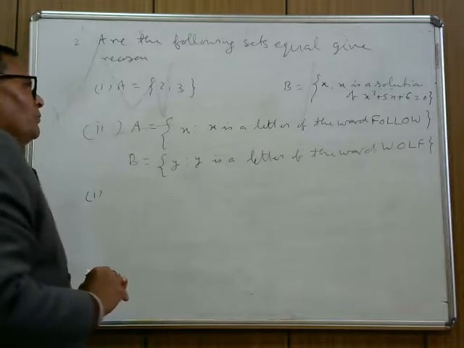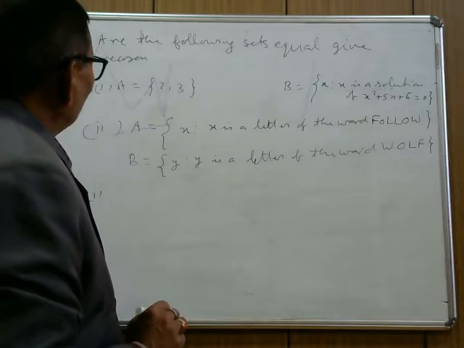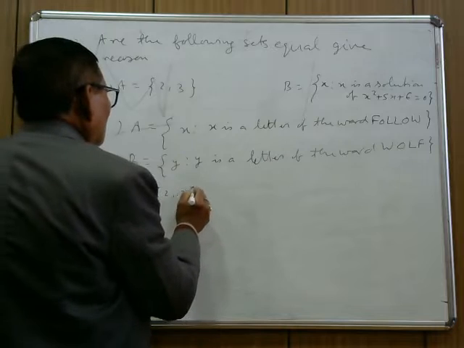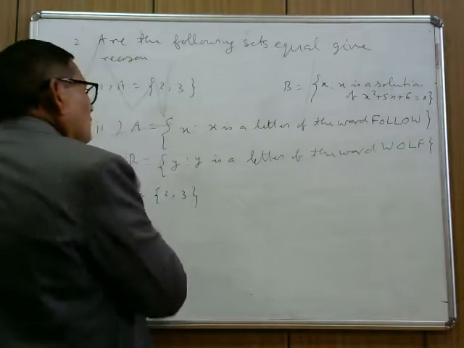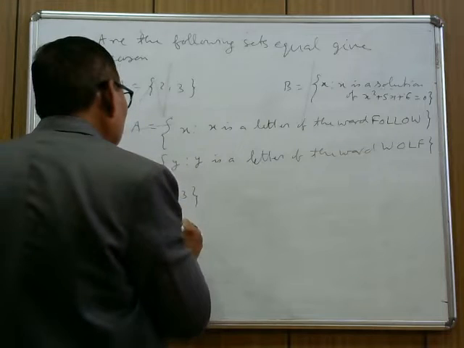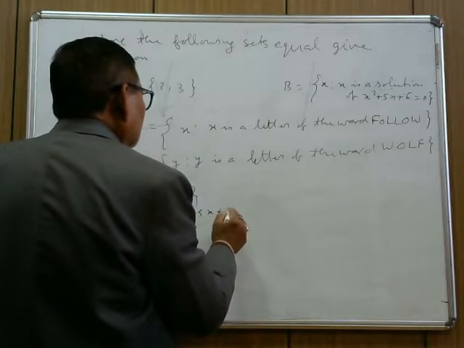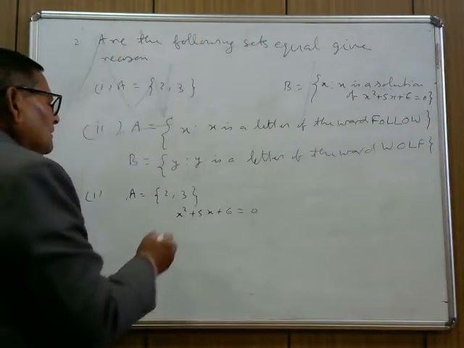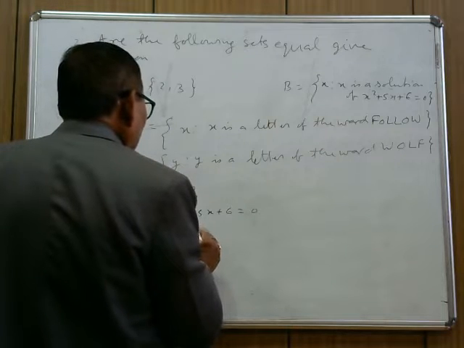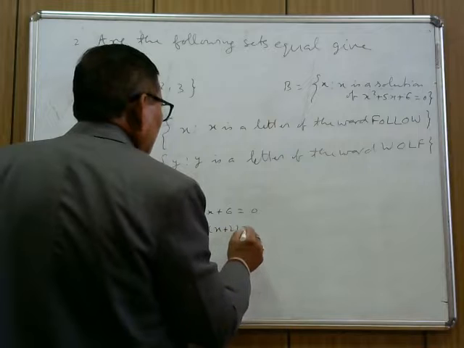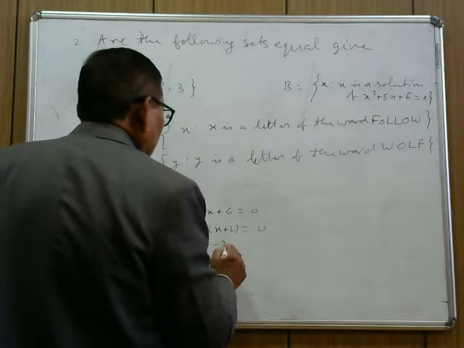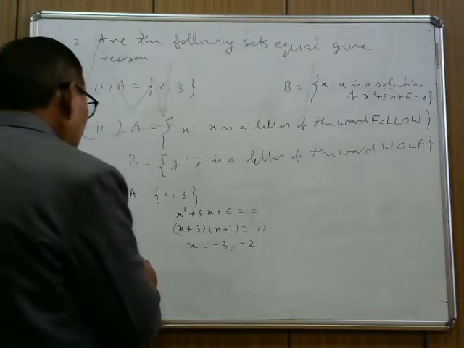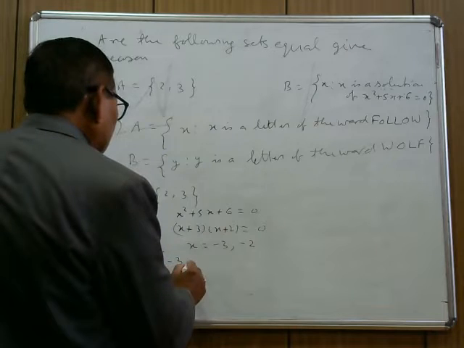So as I told you, you write the given set in roster form. Your first set A is already in roster form, that is 2, 3, and for set B you find the solution of the quadratic equation x square plus 5x plus 6 equals 0. Then you follow the factorization by splitting the middle term. You can write its factors x plus 3, x plus 2 equals 0. In this way, your value of x is minus 3 and minus 2. So the solution of this quadratic equation is minus 3, minus 2, and set B is defined as minus 3, minus 2.